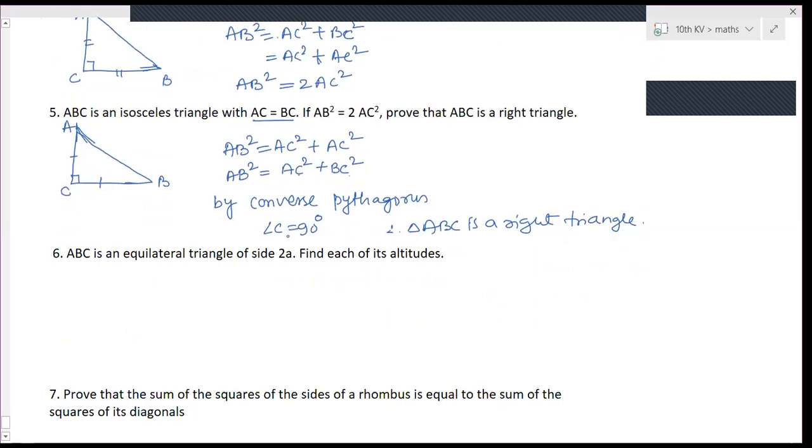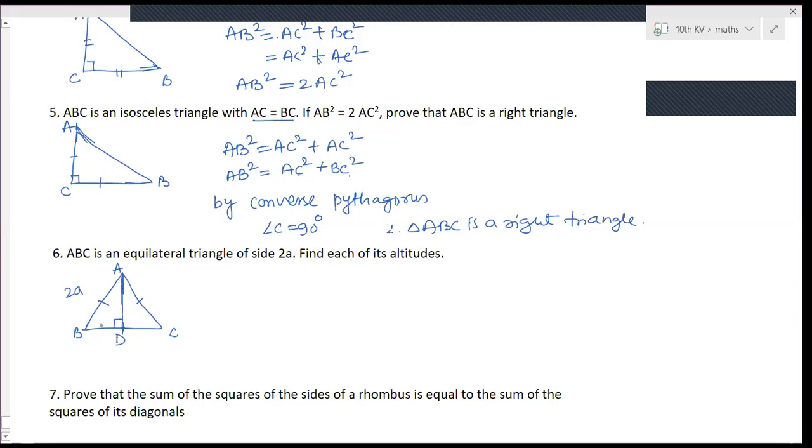ABC is an equilateral triangle of side 2A. That means all sides are equal and the side is 2A. You have to find its altitude. What do you mean by altitude? It's perpendicular to BC, that is AD. So AD is perpendicular. Therefore, this perpendicular will bisect the base also, in an equilateral triangle.